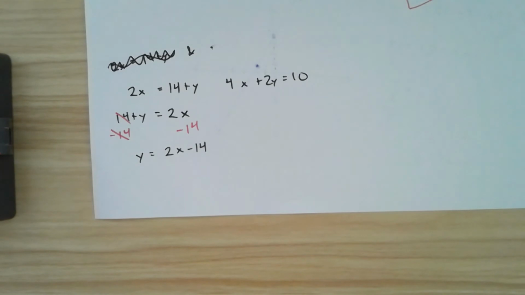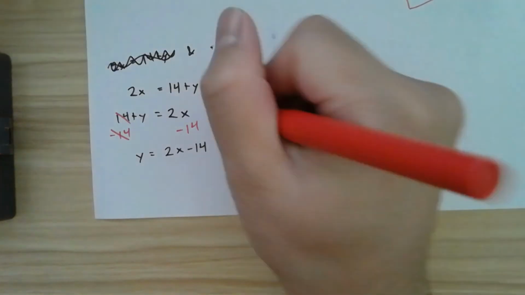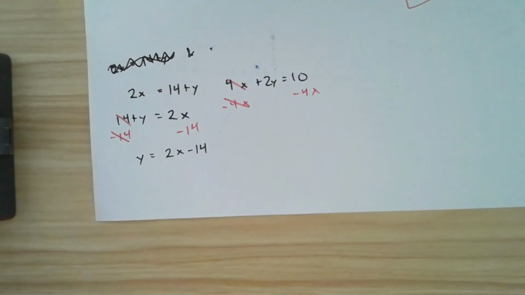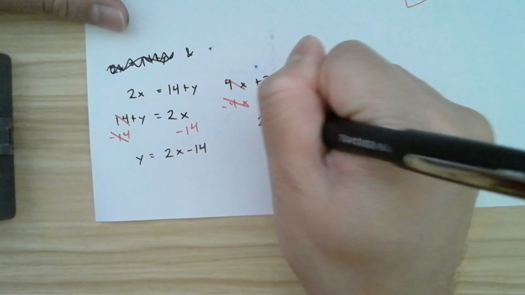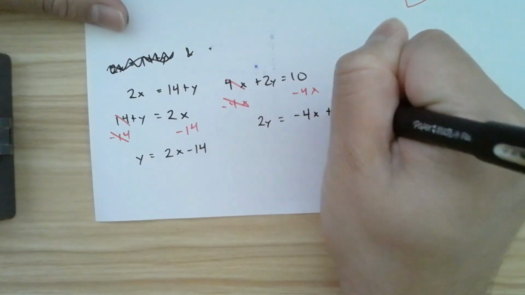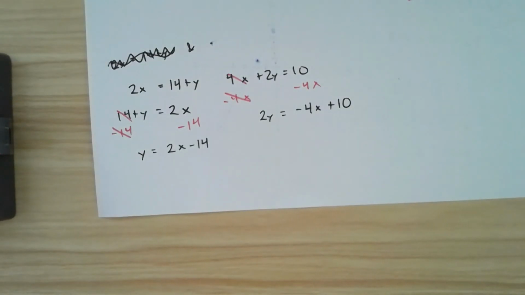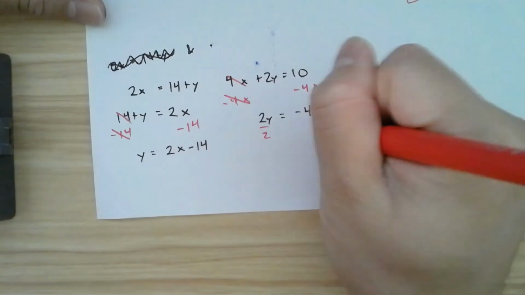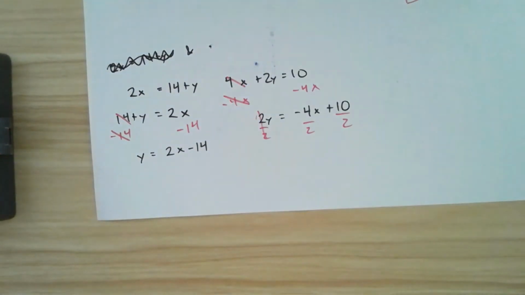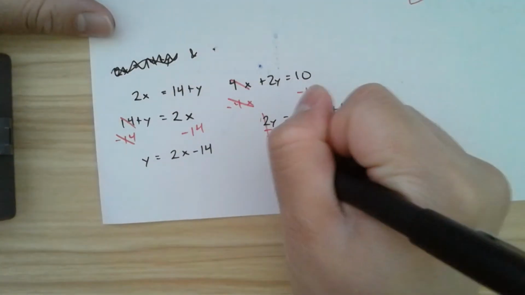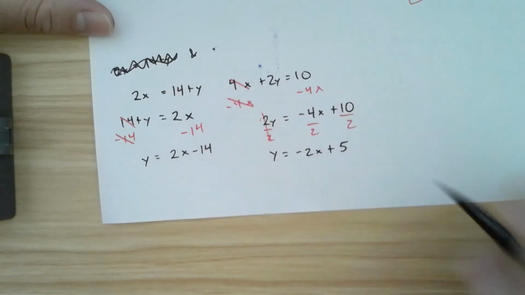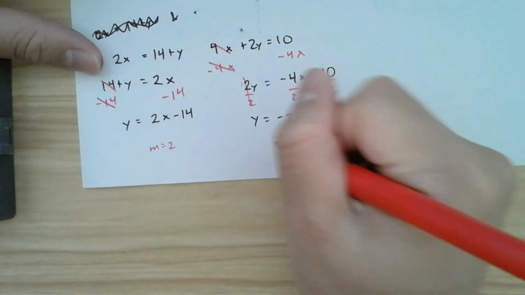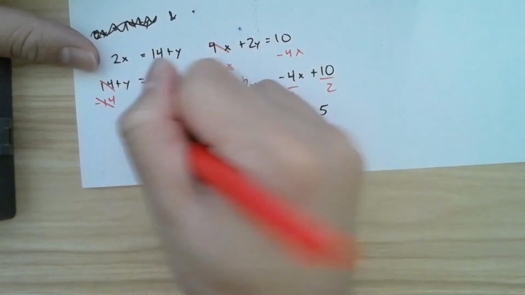So there's the first equation. This guy here, I've got to subtract 4x first. So then I'll have 2y is equal to negative 4x plus 10. Divide everything by 2. So then y is equal to negative 2x plus 5. My slope here is 2. My slope here is negative 2.